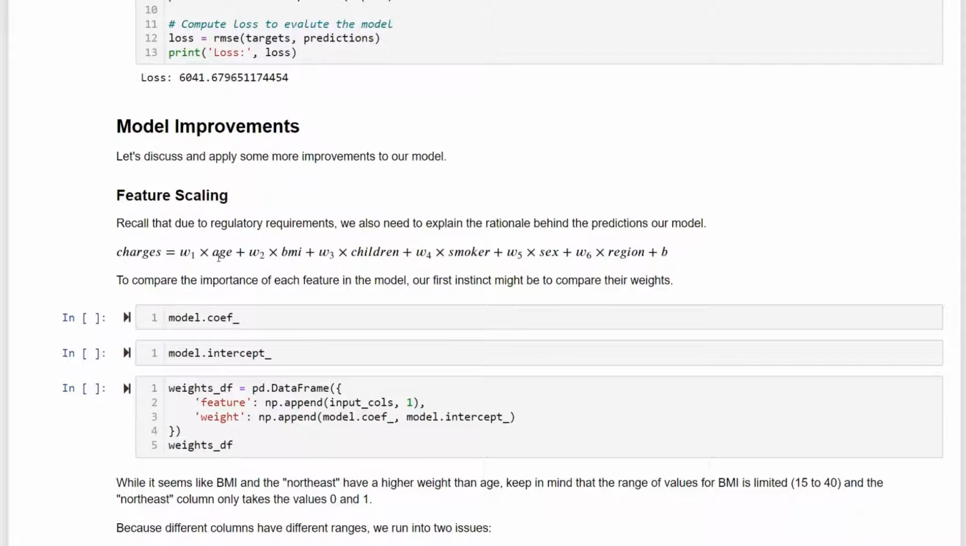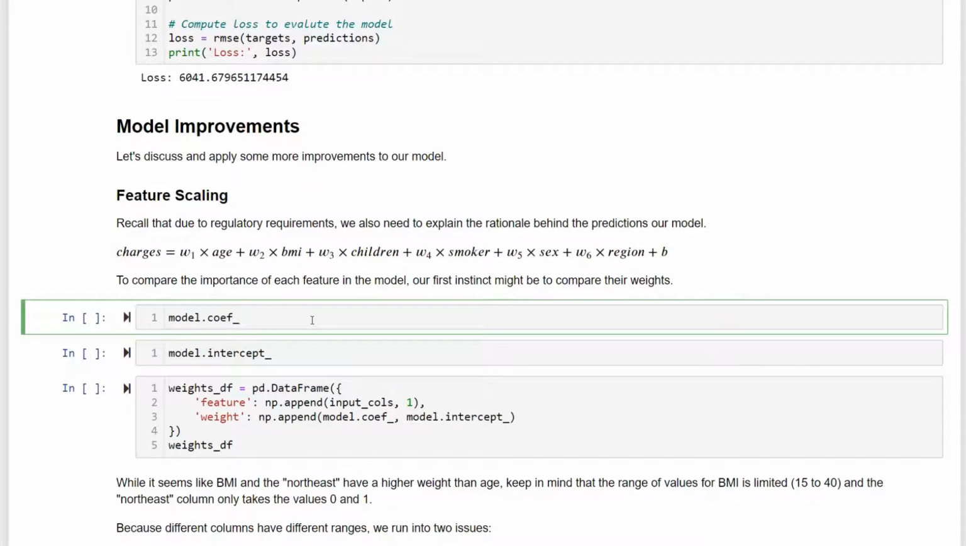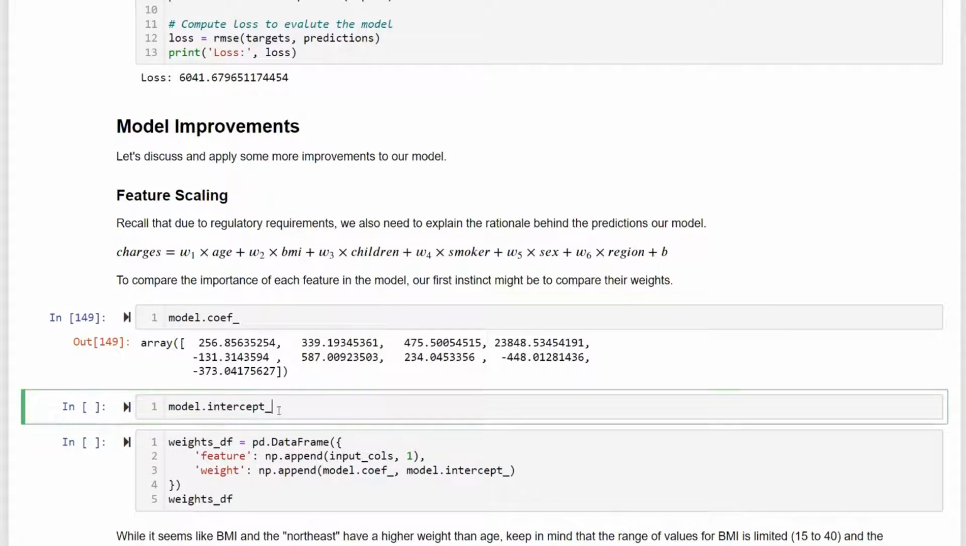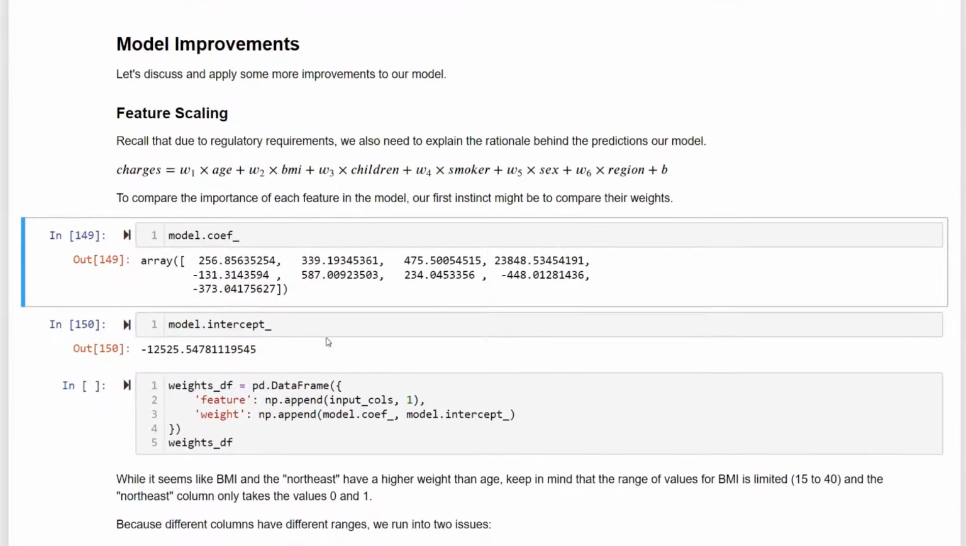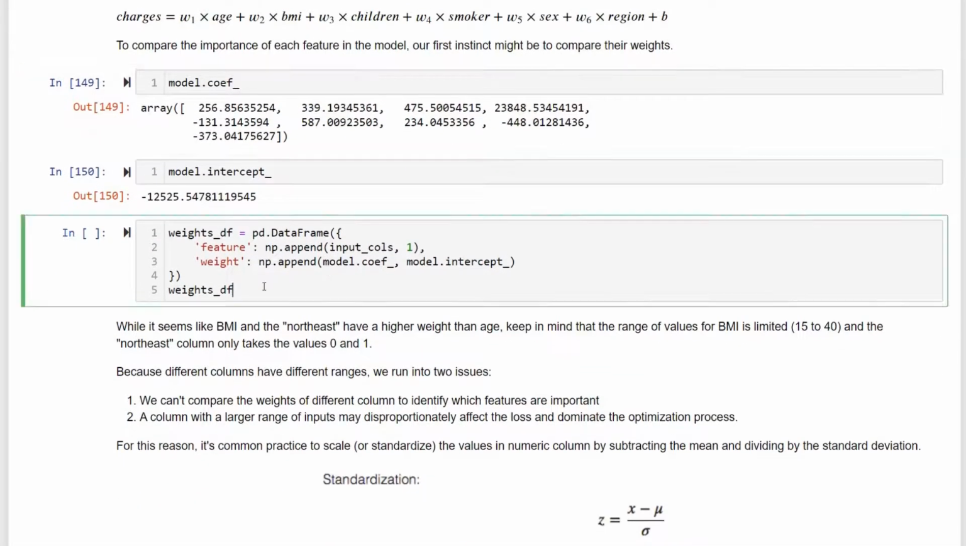One of the most important techniques in linear regression to improve our accuracy is feature scaling. Feature scaling is nothing but comparing the importance of each feature in the model. Our first instinct might be to compare their weights. So let us compare the coefficients of the model first, and the intercept. In the coefficients you can see 256, 339 and so on. It depends completely on the correlation the column maintains.